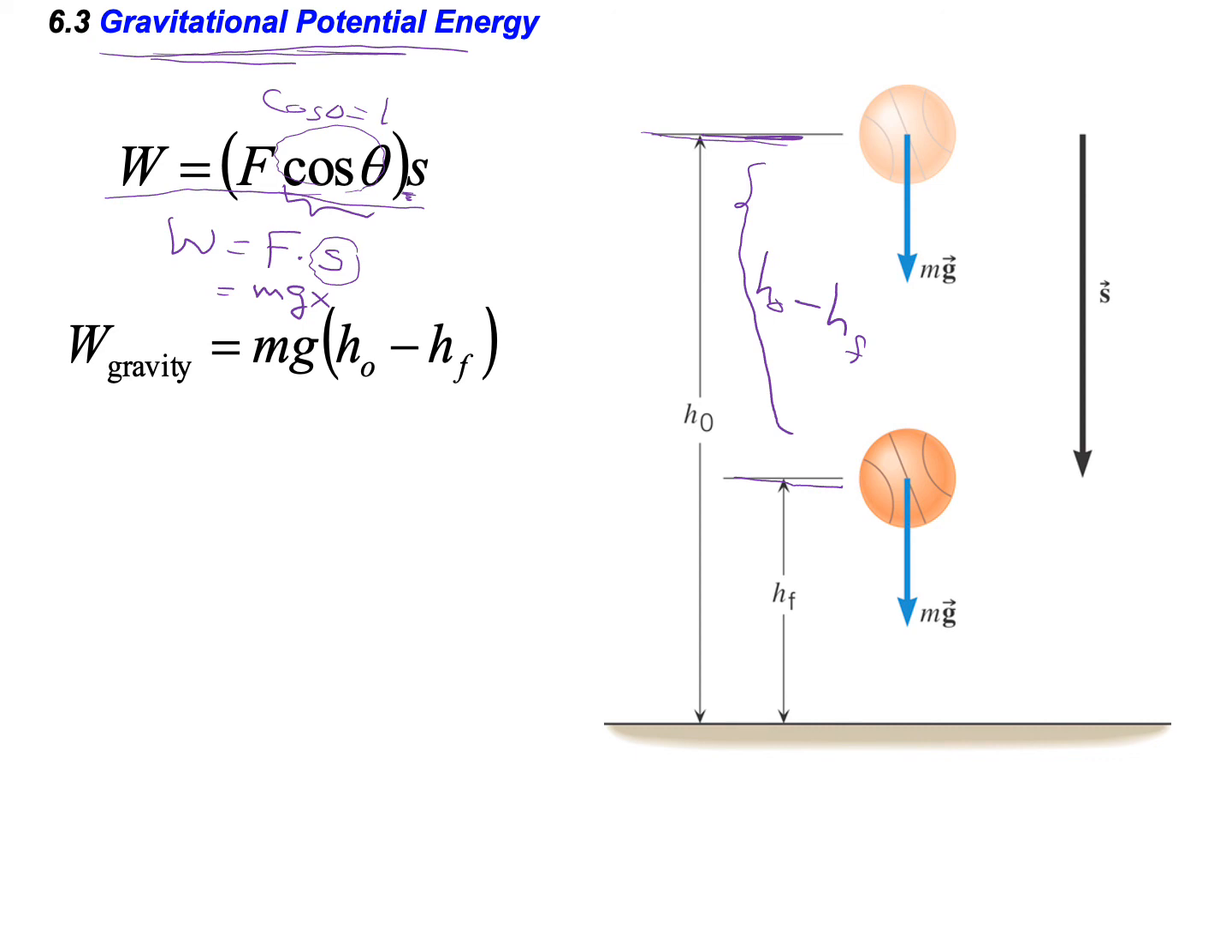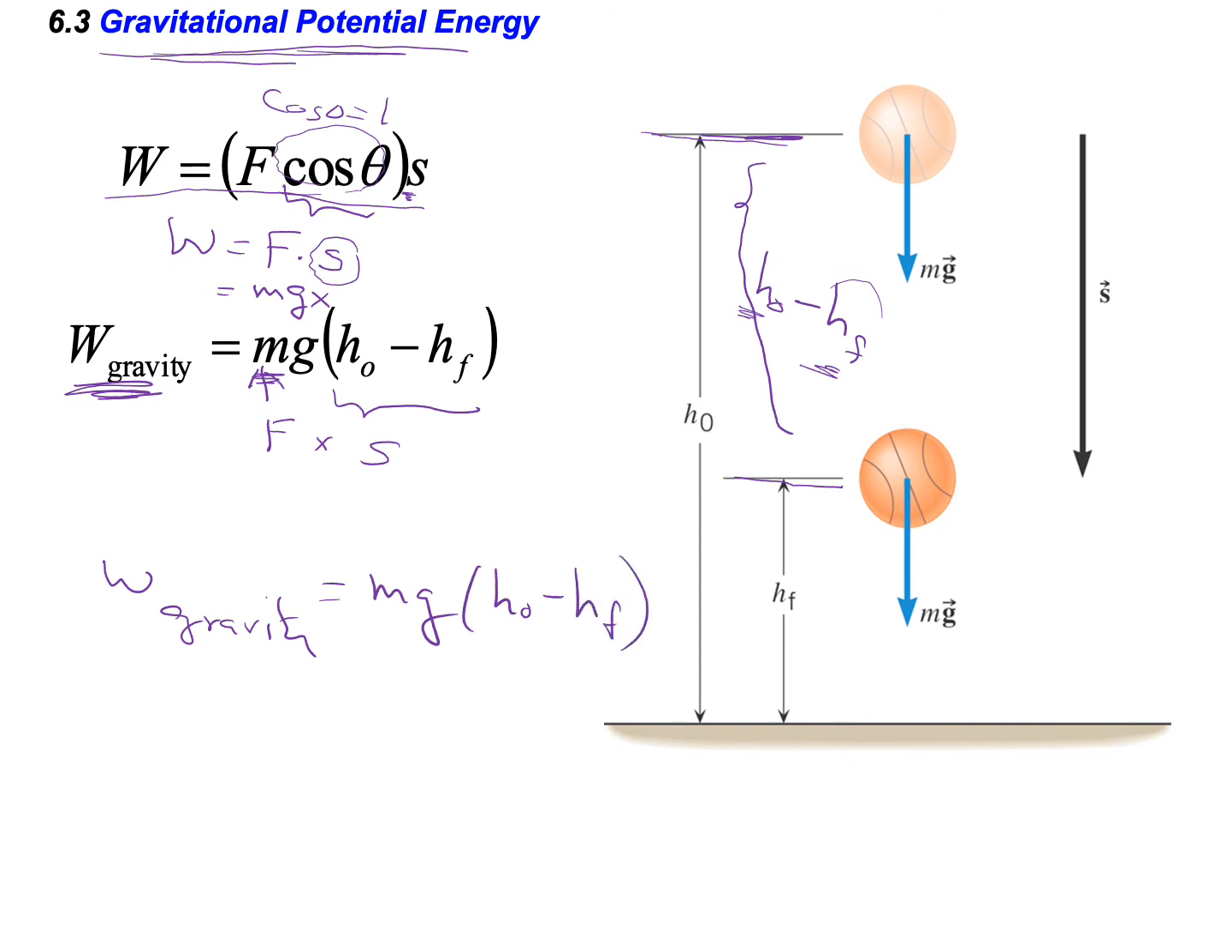Here it is initial height minus final height. So the force is the gravity force mg, and the displacement is h naught minus h final. The force is gravity, therefore we call it gravitational potential energy. W gravity equals mg times h naught minus hf. So this is the second equation.